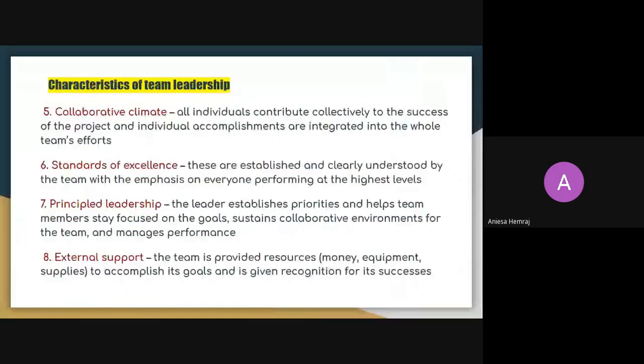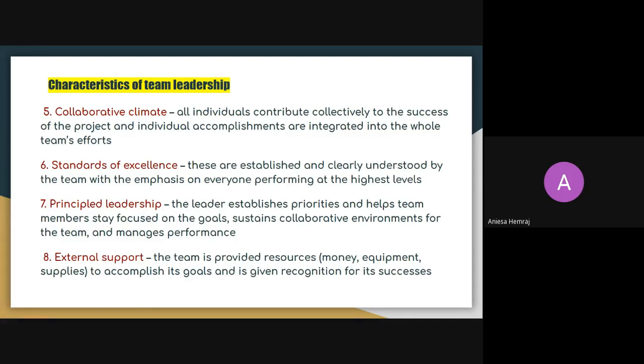5. Collaborative climate. All individuals contribute collectively to the success of the project, and individual accomplishments are integrated into the whole team's effort. 6. Standards of excellence. These are established and clearly understood by the team with the emphasis on everyone performing at the highest levels.